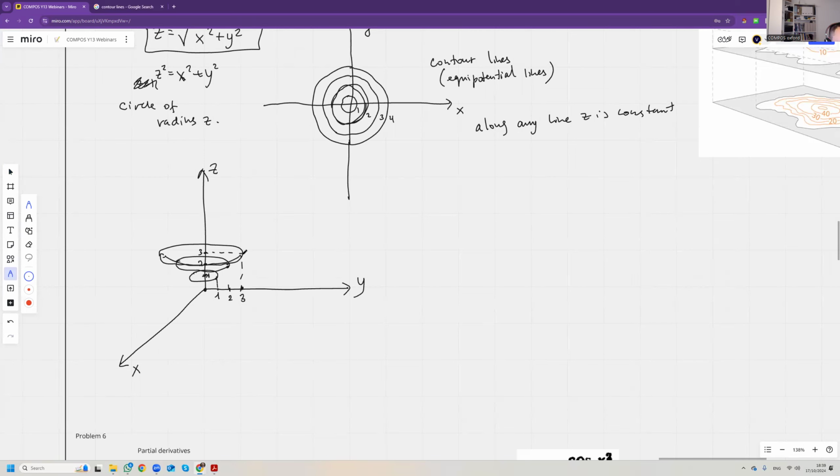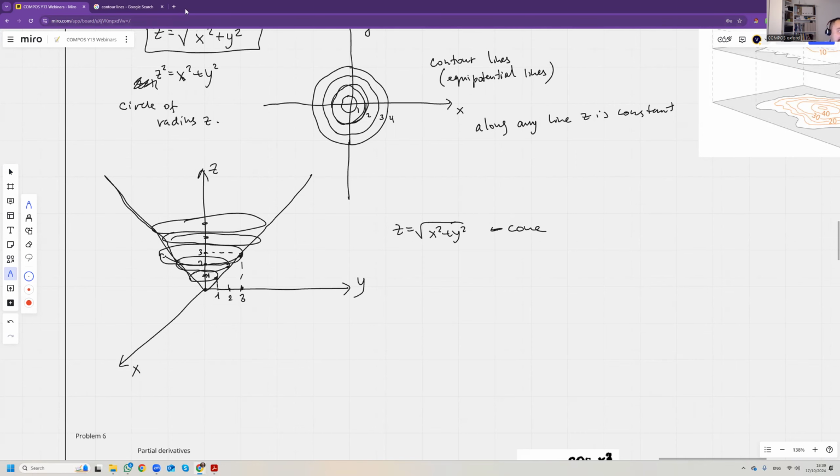Actually, these points look like they are on a straight line. So 4, it's going to go like this. So what is the shape? It's a cone, of course. That is the equation of a cone. It's a cone.